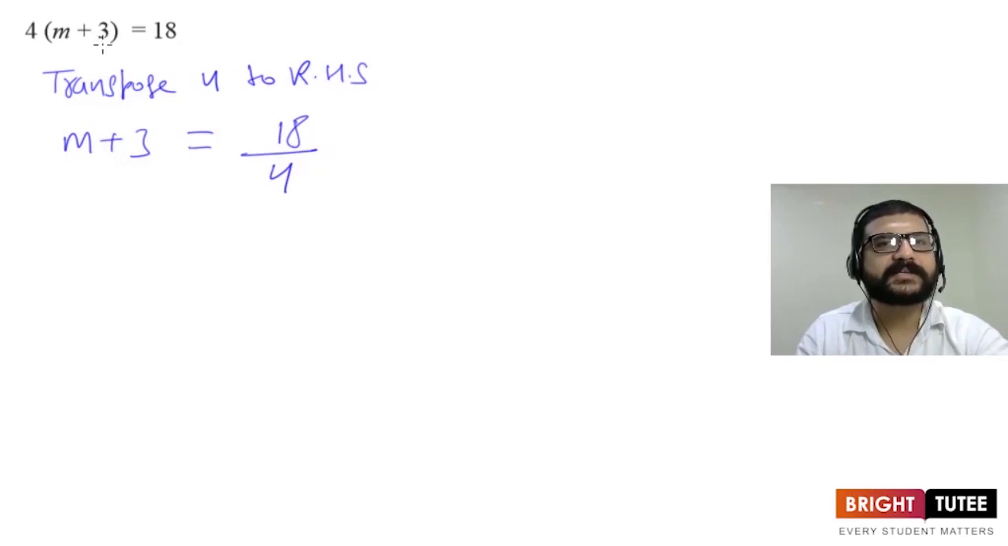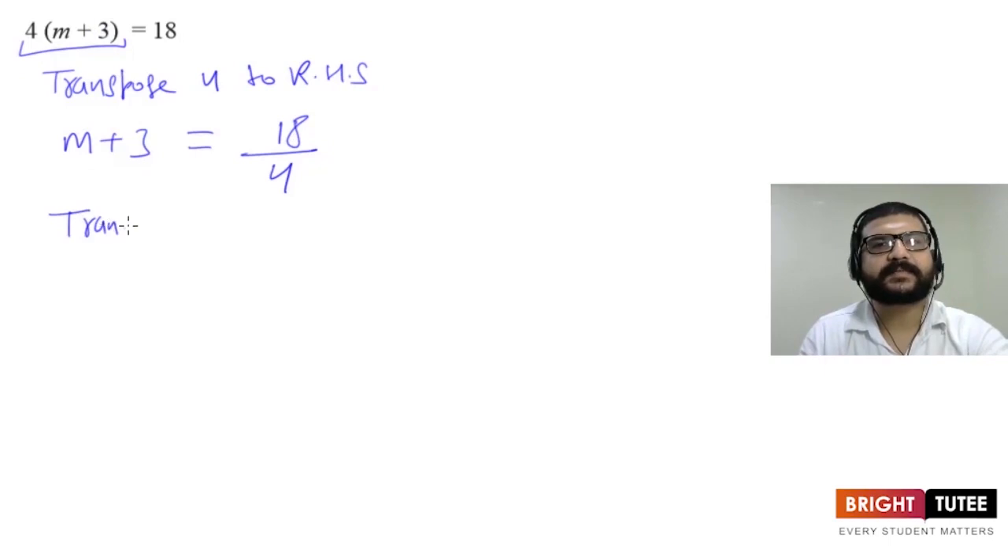Now can we transpose this plus 3 before transposing 4? No, it won't be possible, because here this 3 is multiplied with 4 also. Either we have to open this bracket, first simplify this bracket, and then we can transpose plus 12 to the right side of the equation. We can't transpose this plus 3 because here this whole bracket is multiplied with 4. So first we are getting rid of this 4. Now we can transpose this plus 3.